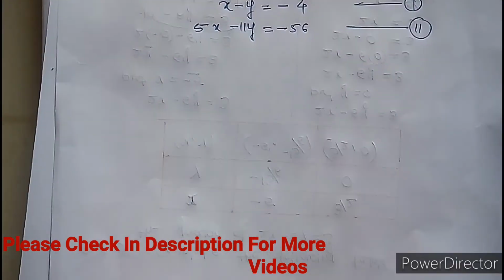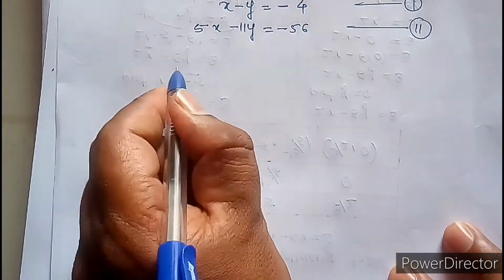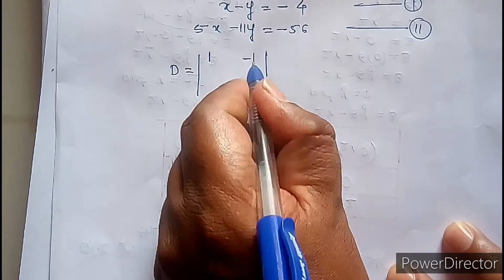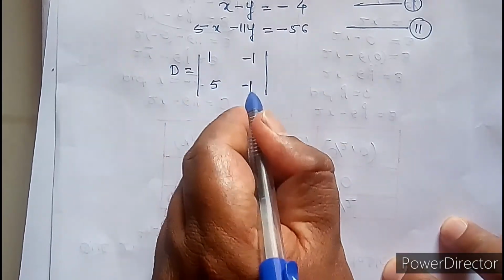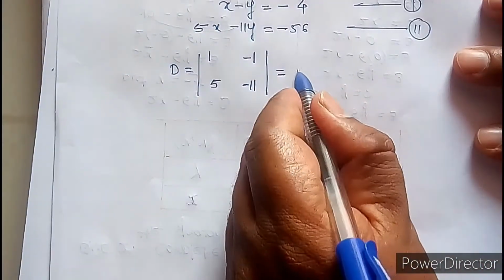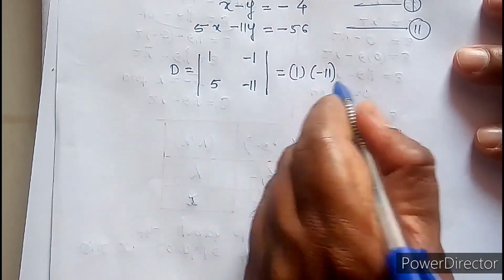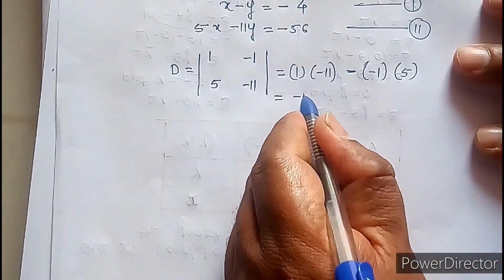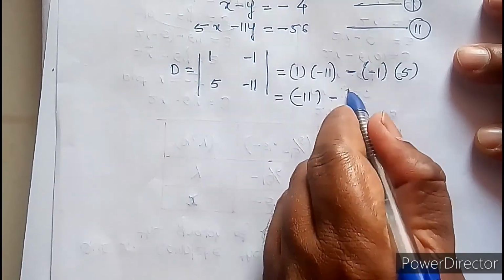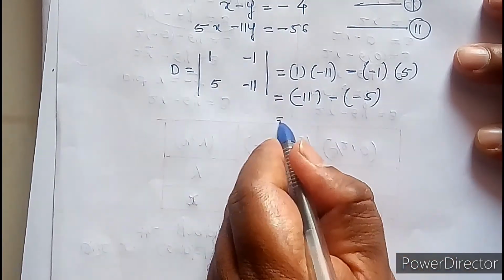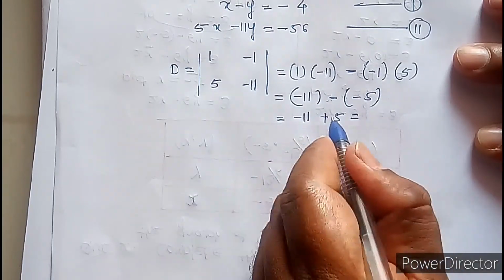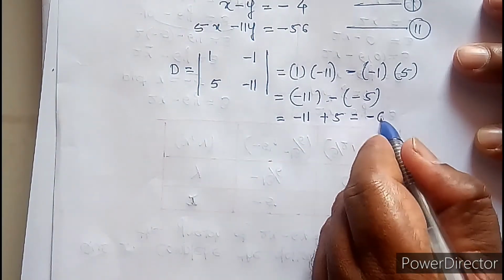Now solve this by determinant method, we get the value of D equals to, write down here the value of D, that is 1, minus 1, 5 and minus 11. So on solving this, what we get, 1 into minus 11 minus 1 will be multiplied with 5, we get 1 into minus 11, minus of 11, minus as it is, that will be minus of 5. Now here minus 11 as it is, minus minus plus 5, minus 11 plus 5, that will be minus of 6 here.